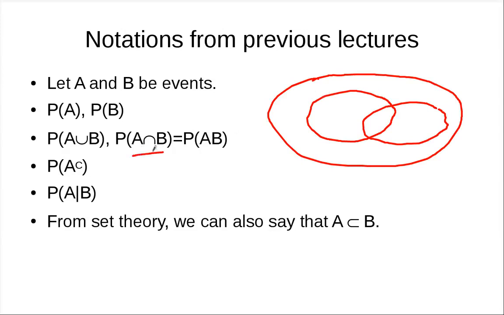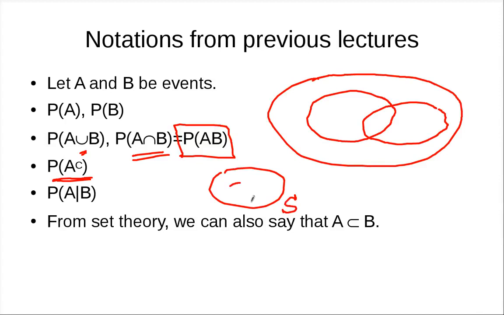You have A intersection B, and we're going to write it like this later on, because it is shorter. For the union we have this union symbol. For the intersection we just ignore it, we just write AB. And this is a complement. This is the complement of A: you have S, and you have A, and the complement of A is this.